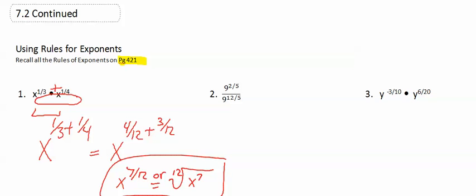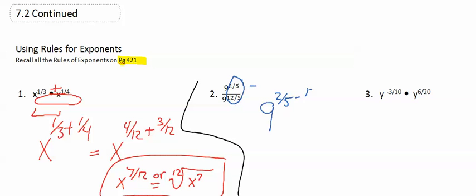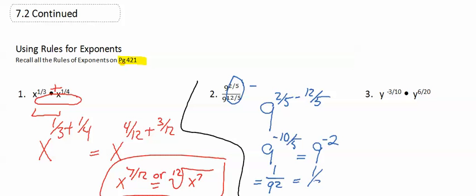All right, when we talk about number 2, now I could try to reduce 9 to the 2/5 and 9 to the 12/5 each individually, but they are the same base and we're dividing. So if you remember what we do when we're dividing, when we have the same base, is we subtract those. So I'm going to do 2/5 minus 12/5, and that's going to give us 9 to the negative 10/5, which is really 9 to the negative 2nd. And because we don't want negative exponents, that's going to be 1 over 9 squared, which will be 1 over 81.